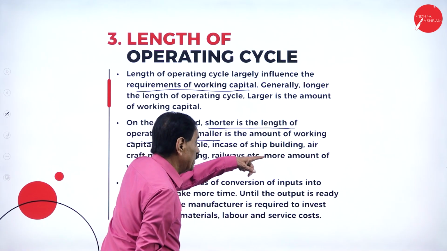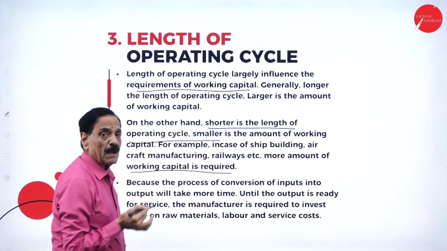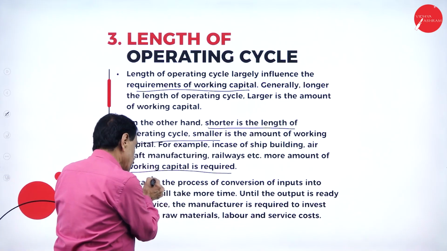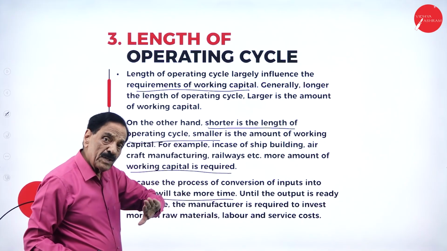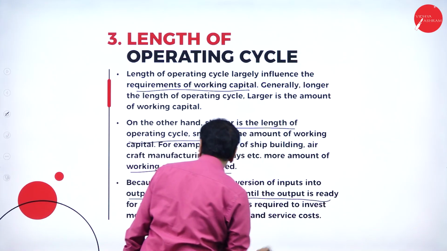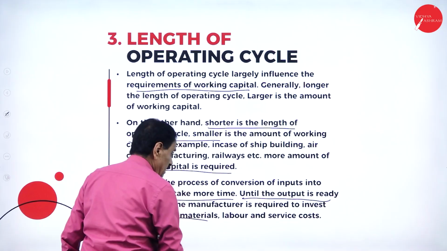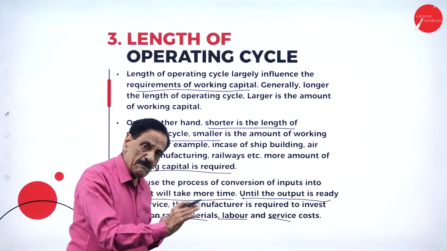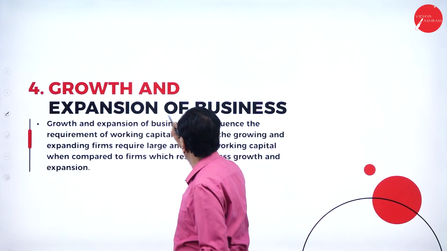For example, in the case of shipbuilding, aircraft manufacturing, railways, etc., more working capital is required. Shipbuilding, aircraft manufacturing and railways require more working capital because the process of conversion of inputs to output takes more time. Until the output is ready for sale, the manufacturer is required to invest more in raw material, labor, and service cost. Hope you understand.